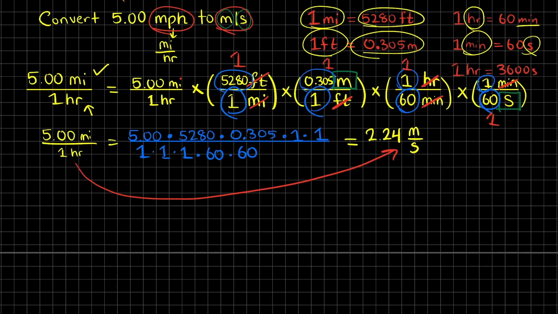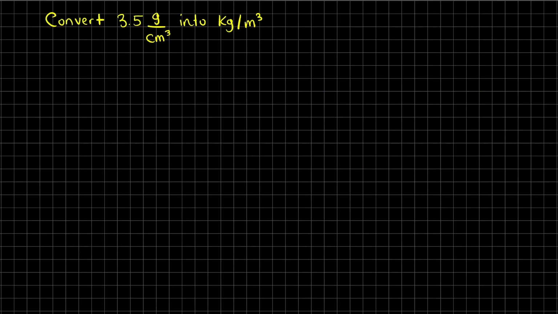Let's do one final example. Our next example reads, convert 3.5 grams per centimeter cubed into kilograms per meter cubed. Now this is a classic density conversion, and students get lost in these types of conversions because, first, both the numerator and denominator change, and second, we have a cubed, and a lot of students just don't know what to do next. So let's take it slow, let's take it easy.